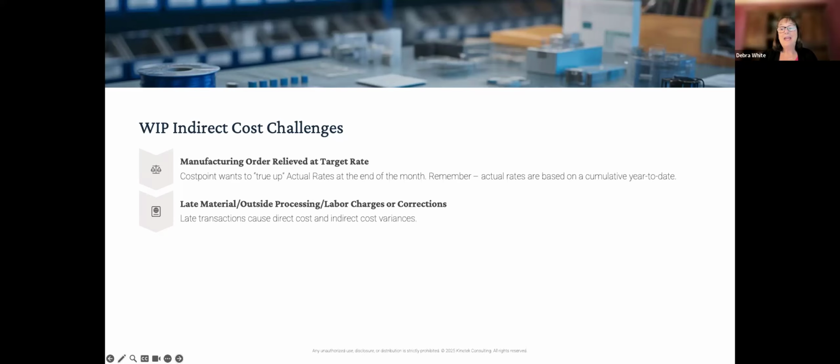And again, overhead is calculated on a year-to-date basis. So when I get to March, it's going to go back and it's going to compute the rates for the year, looking at January, February, and March. Any manufacturing orders closed in January, February, or March, the variance will change. So it's just something that you have to kind of look at when we're talking about the indirect costs.